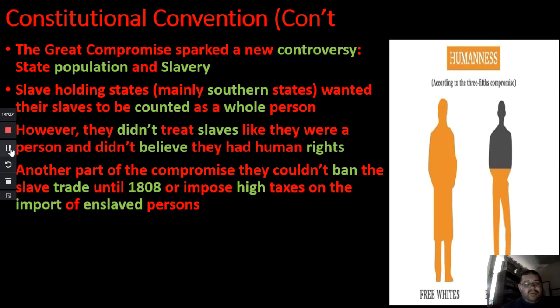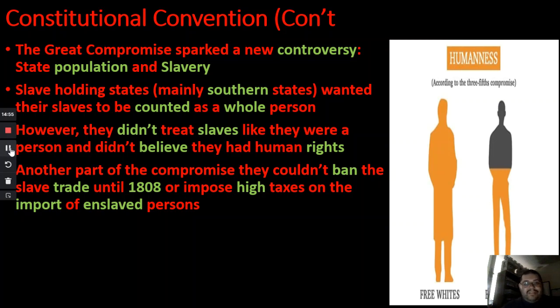So now you've got a new problem because some states say slaves should be free, and some of the states say slavery should be around. Now, the slave states do something that people nowadays, especially in class when I explain this, say, well, that sounds right. That's how it should be. The thing is, slave states felt that slaves should be counted as a whole person. All right. Now, that does sound good, right? As a person, a slave should be seen as a person. But here's the problem. They saw them as a person, but they didn't treat them like a person. A slave did not have the rights of a white man.